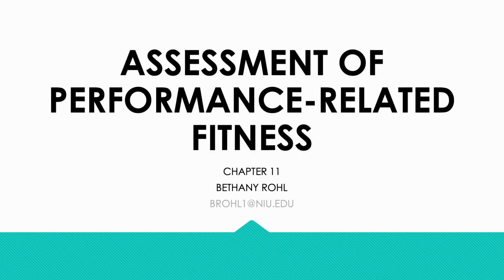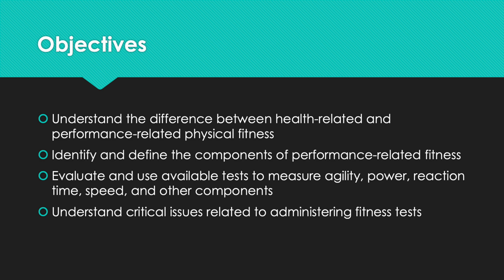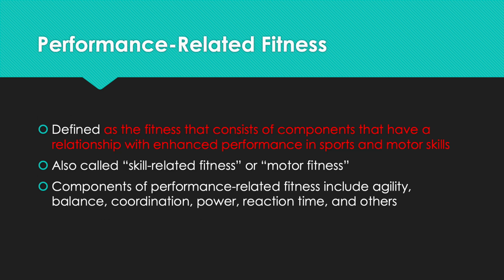In this first part of Chapter 11, we are going to discuss agility and coordination and a few balance tests. The objectives of this chapter are to understand the difference between health-related and performance-related physical fitness, identify and define the components of performance-related fitness, evaluate and use available tests to measure agility, power, reaction time, speed, and other components, and to understand critical issues related to administering fitness tests.